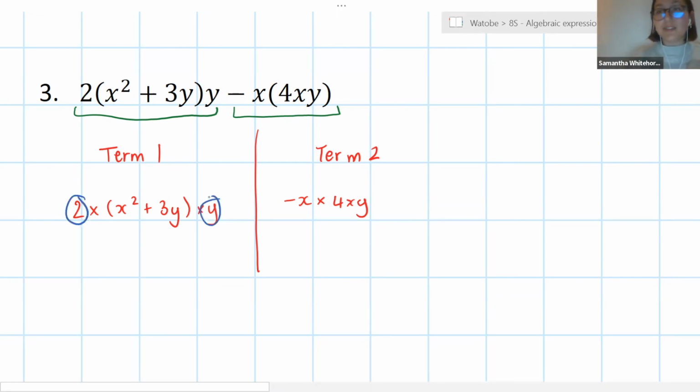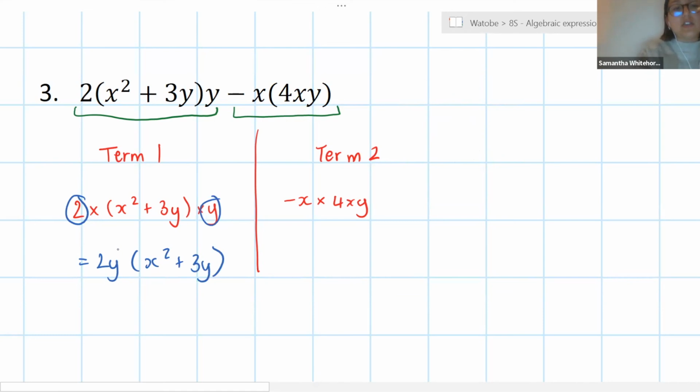The reason being is because it doesn't actually matter what order I multiply things in. 2 times 3 times 1 is the same thing as 3 times 2 times 1, which is the same thing as 1 times 2 times 3. Any order I put those numbers, when I multiply them, I get 6. So by me multiplying the 2 and the y together first, it's not changing anything. So this can be written as 2y times the bracket x squared plus 3y.